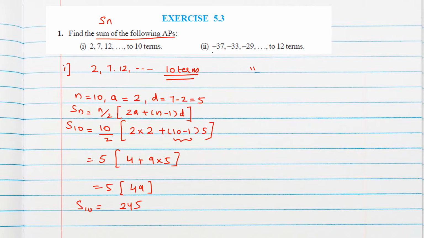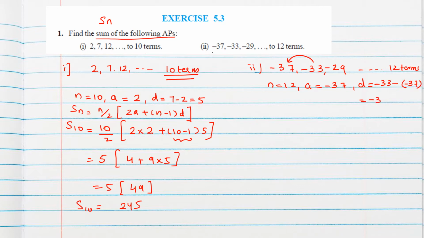Second AP is minus 37, minus 33, minus 29 up to 12 terms. First 12 terms of this AP we should add. That is n is 12 here. a is minus 37. For d, you should subtract these two terms: minus 33 minus the first term, that is minus 37. So minus minus will give plus. So 37 minus 33 means plus 4. So d is plus 4. a is minus 37, n is 12.